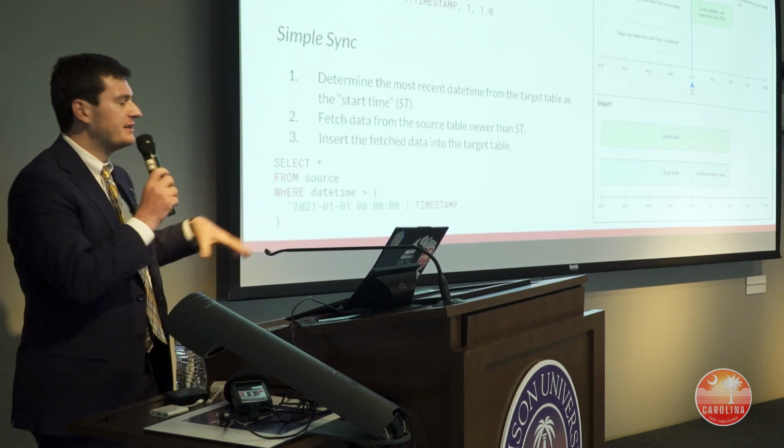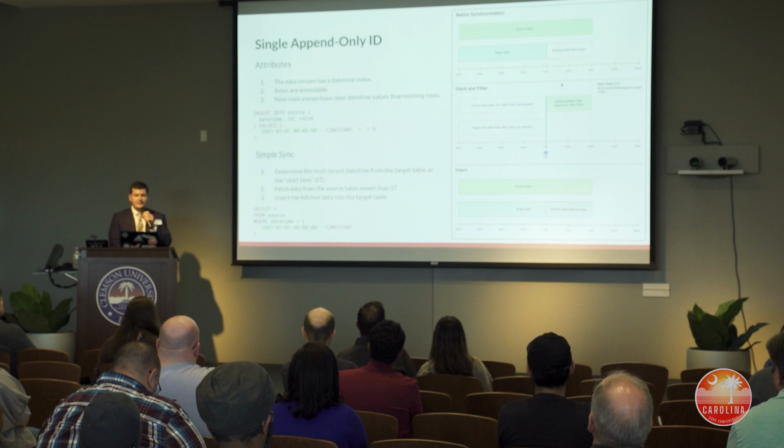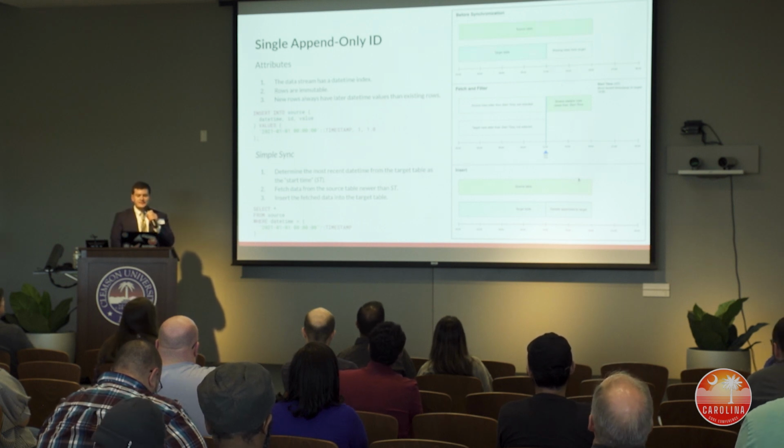Now let's walk through some scenarios. In the ideal case, say we have one ID, so a sensor, a temperature sensor for example, and it reports its reading like clockwork on the hour every hour. It only appends, it doesn't backlog, and it always inserts a new value into its table. In this most ideal case, we can do what I call a simple sync, which is just moving the cursor, determining the start time, and always inserting new rows.